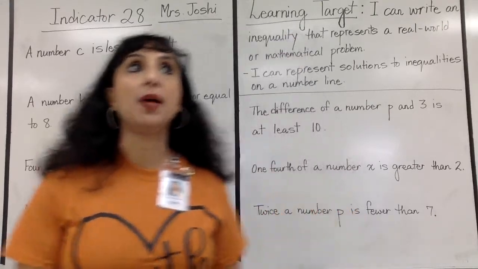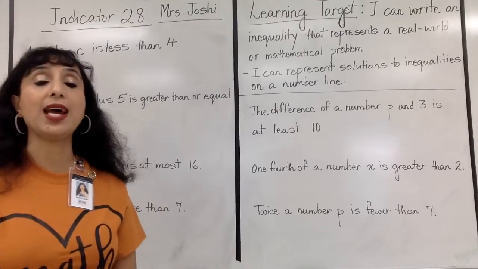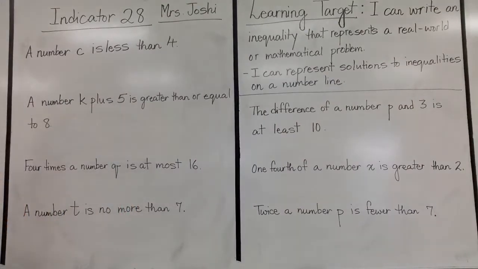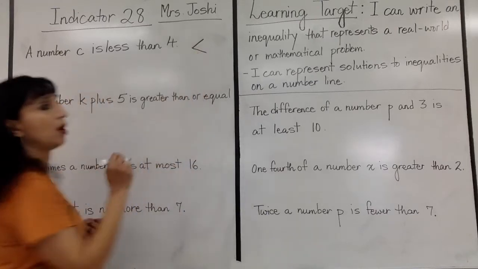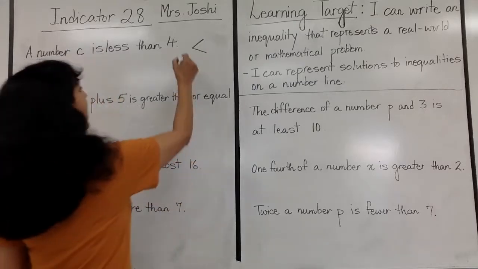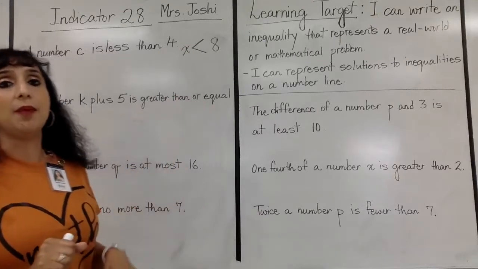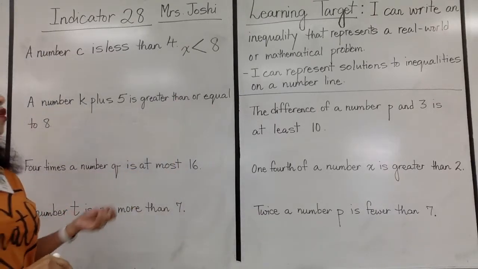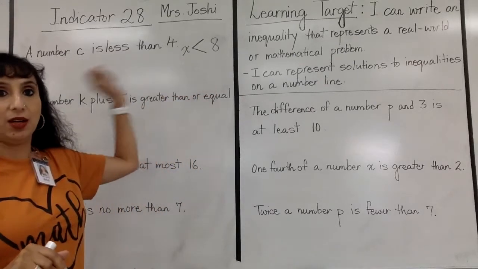So again, we've already done earlier in this unit what an inequality is. An inequality is a mathematical sentence that compares expressions, and then you have these signs. So this sign is saying it is less than another number. If I say x is less than 8, so x is less than something, or x is fewer than 8. So this signifies less than, okay?